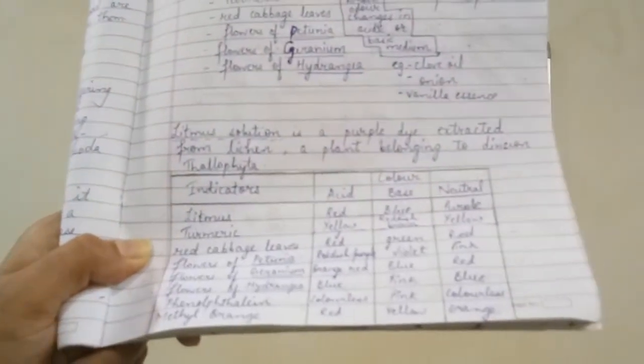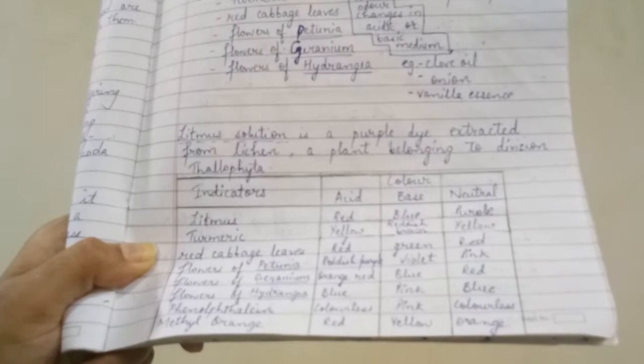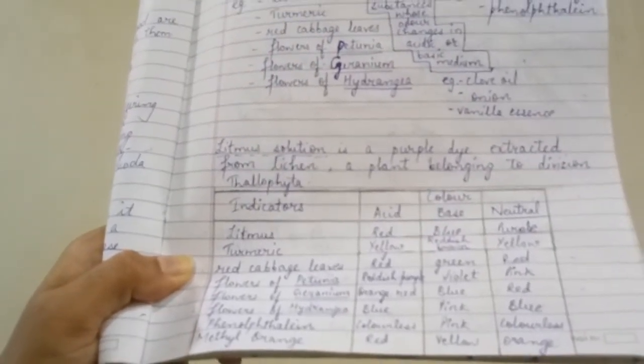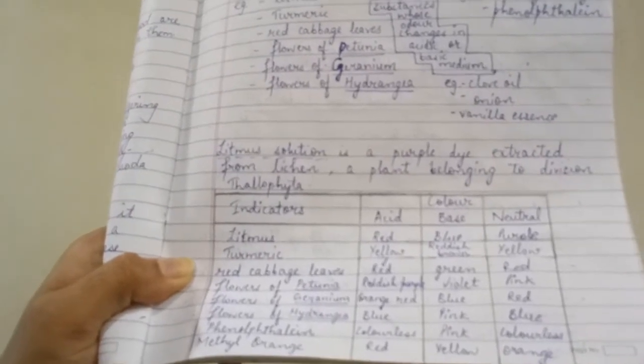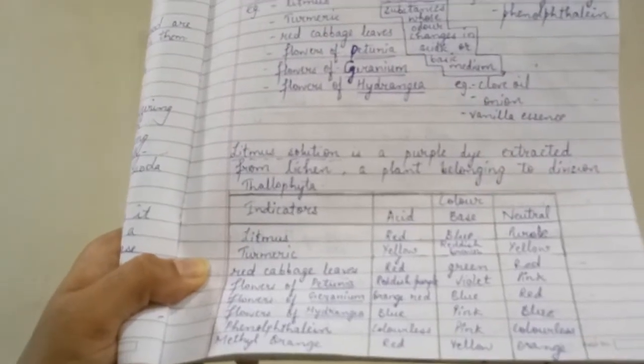Next is red cabbage leaves. These are red in color when they are neutral, and when in presence of acidic medium, they turn red. In case of base, they turn green. Next are flowers of petunia. They are neutral when they are pink color, and in the presence of acid they become reddish purple. In the presence of a base they turn to violet.